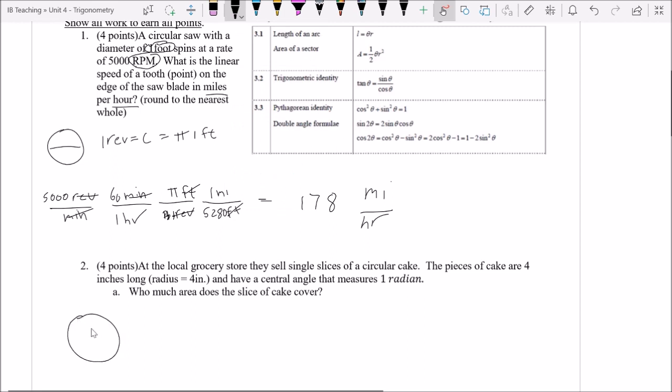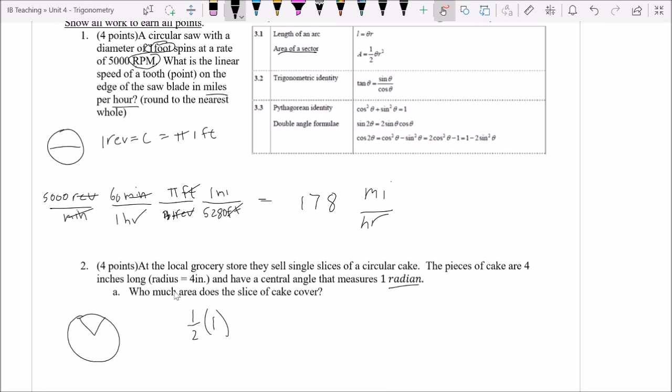So here's my best circle, slice of cake. Ooh, that's a sector. Area of a sector. So watch how easy this is. 1/2. What's next? Theta, what's theta? Theta is the angle. They told us the central angle is 1 radian. Okay, that's good. Theta has to be in radians for this formula. So that's times 1, and then times r squared.